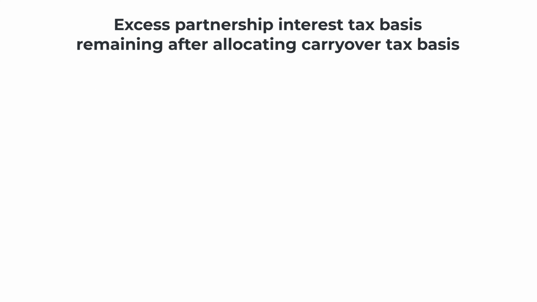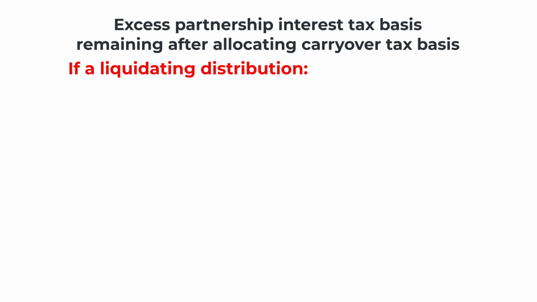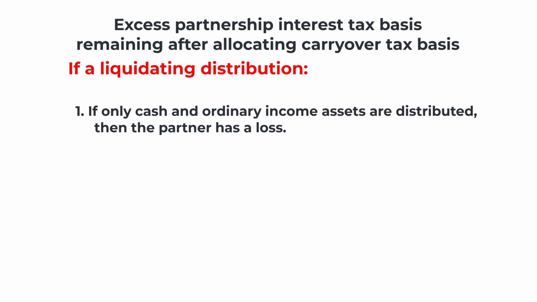Second, there could be excess tax basis in the partnership interest after allocating tax basis to the distributed assets. If this is a current distribution, then the partnership lives on. Then there is nothing more to do except keep track of everyone's tax basis in the partnership. But if it's a liquidating distribution, then one of 2 things can happen. If only cash and ordinary income assets were distributed to a partner, and the partner still has tax basis remaining in the partnership, then the partner will have a capital loss equal to the remaining tax basis.